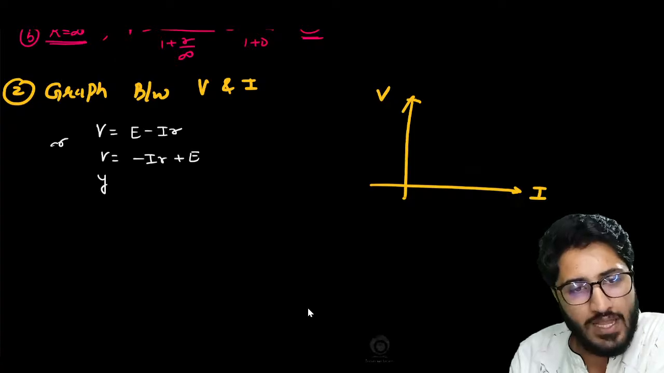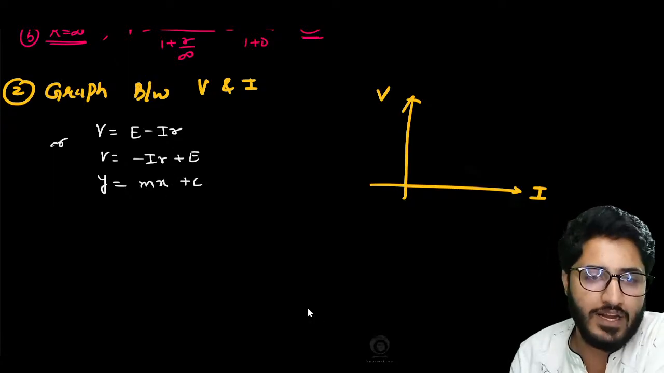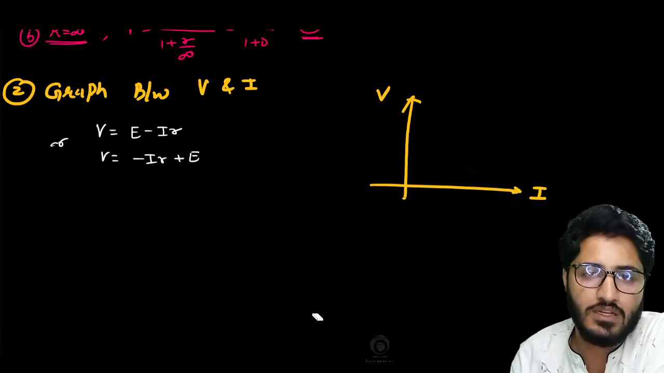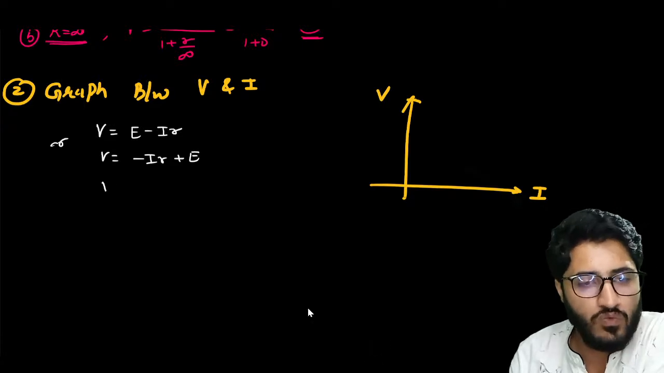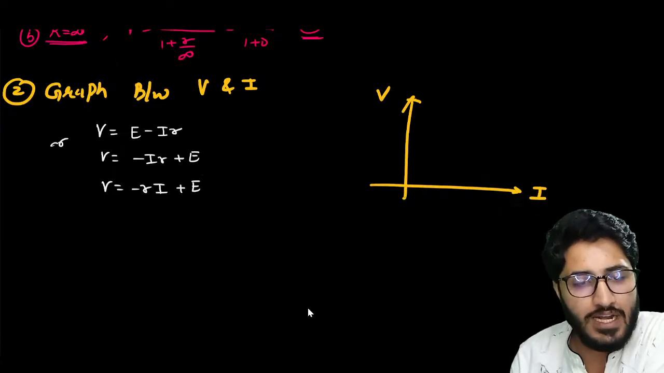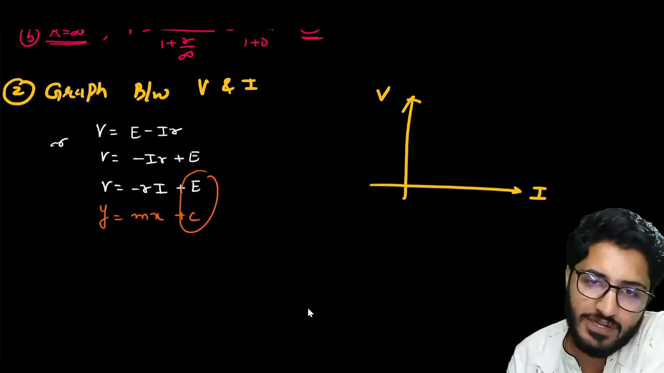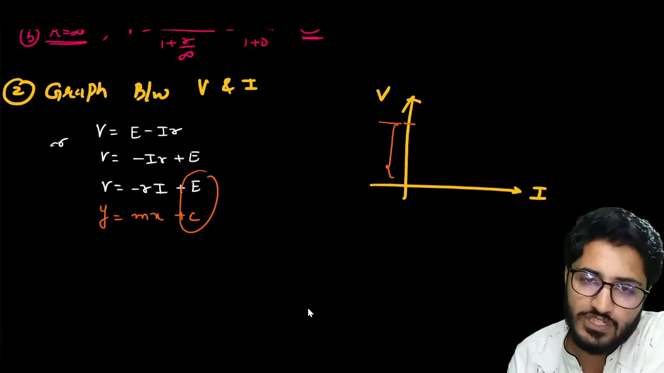So Y equals mX plus C. I will rearrange the equation once again: V equals minus rI plus E. Now I will write the straight line equation Y equals mX plus C. My intercept is C, and it should equal E. So this value is E here.